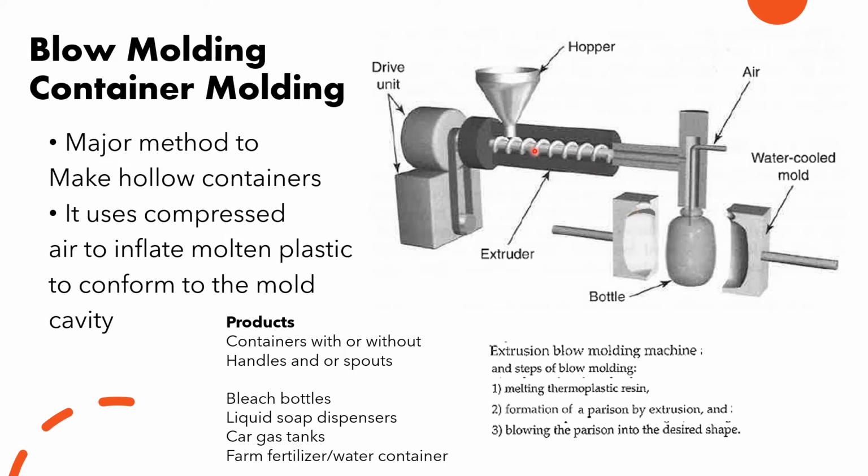Because this is heated in the extrusion chamber, you have to cool it down, okay, by using water. So that's a water-cooled mold in the example. First you're going to melt the thermoplastic resin. Thermoplastic resin is just the raw material, okay? Melt it, and then you're going to form a resin by extrusion, and then blow that resin into the desired shape, okay?